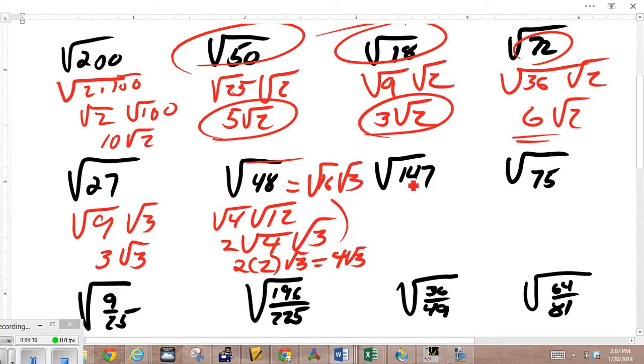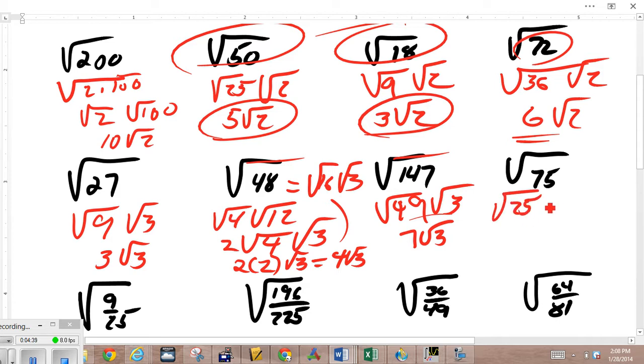So there again, we're saying, oh, I don't know 147. Well, divide it by 3. Divide it by 2? No, it doesn't divide by 2. So let's divide by 3. Sure enough, when we divide by 3, we get 49 and 3. So that's 7 the square root of 3, sometimes referred to as 7 radical 3. You say 75? Oh, well, that's 25 times 3. Yes, that's 25 times 3. So the root of 75 is the root of 25 times the root of 3, which becomes 5 the root of 3.